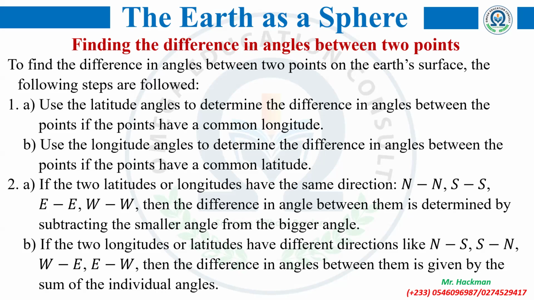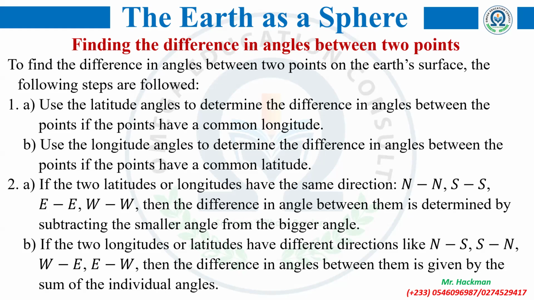The bigger angle. So the longitude with the bigger angle, you subtract what? The smaller angle, okay, from that. That is, the longitude with the smaller angle, you subtract it from the longitude with the bigger angle. If you are talking about the latitude, and they are in the same direction, you subtract the smaller latitude angle from the bigger latitude angle.